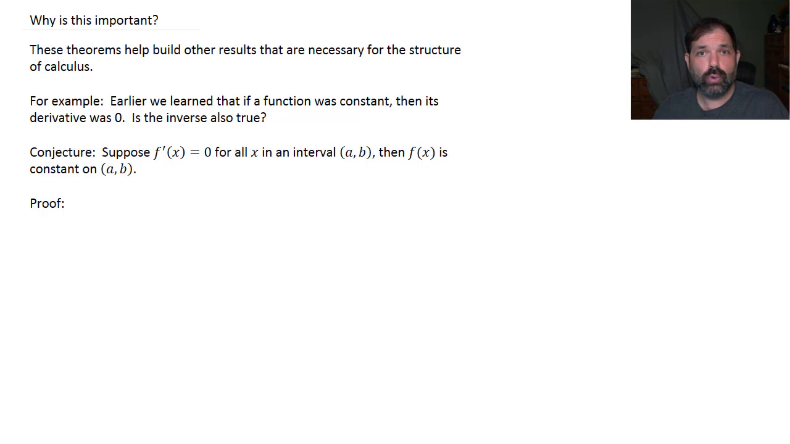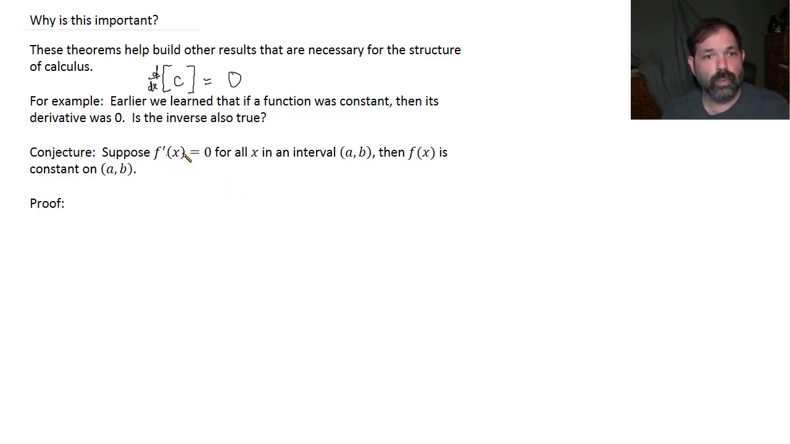For example, back in our rules for derivatives, we learned that if a function was constant, the derivative was 0. We learned that d by dx of a constant was 0. Now, an important question: is the inverse true? If the derivative of a function is 0 for all x in an interval, then is the function necessarily a constant over that interval? Let's see a brief proof for that.